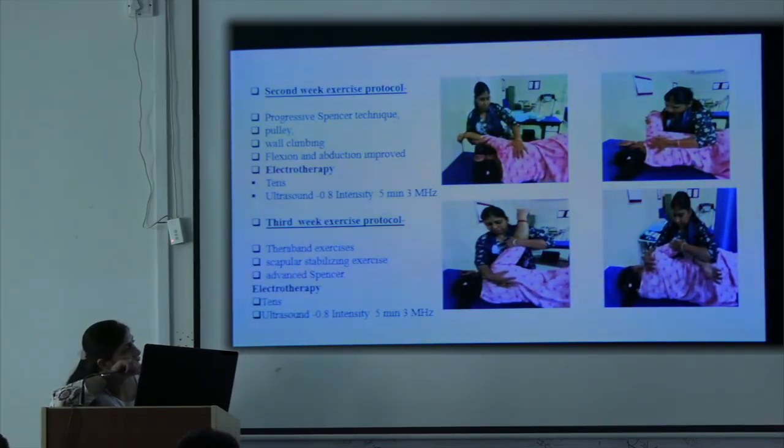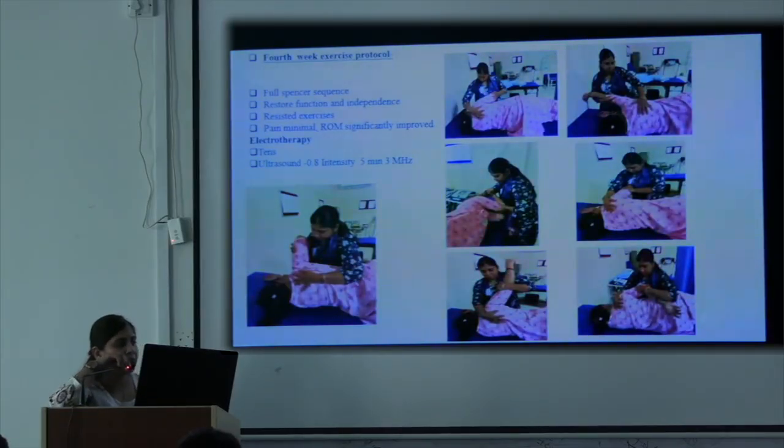Last one for the external rotation. Fourth week exercise protocol, full expansor sequence. We can apply the full expansor sequence at the fourth week because the pain is minimal, independence is restored, and muscle strength is improving now. Now we use all the stages of the expansor technique.